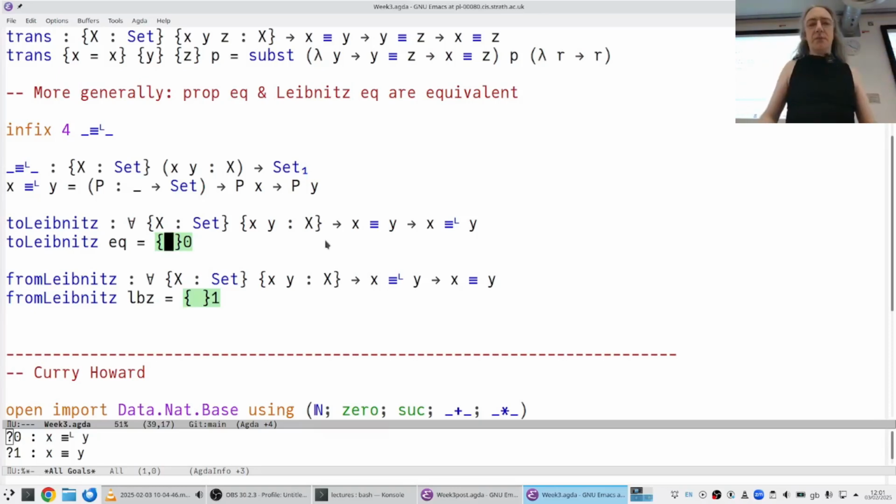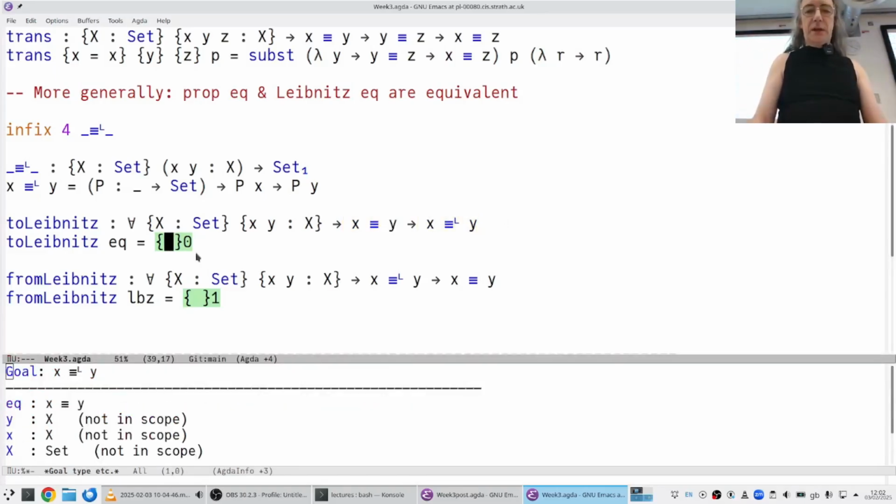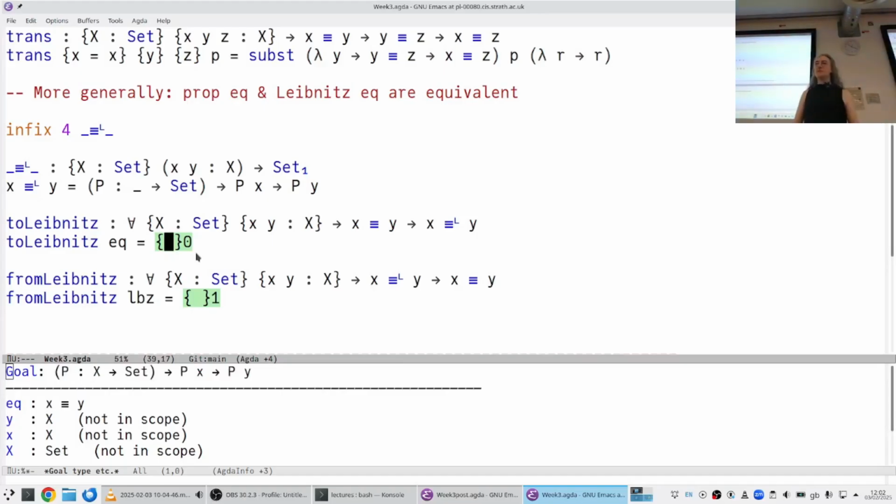Okay. So I want to prove... Well, what do I want to prove? I want to prove that x is Leibniz equal to y. Okay. Thanks very much. I'll normalize that to see what I'm really trying to prove. I'm trying to prove something which looks an awful lot like the statement of subst. But okay, fine.